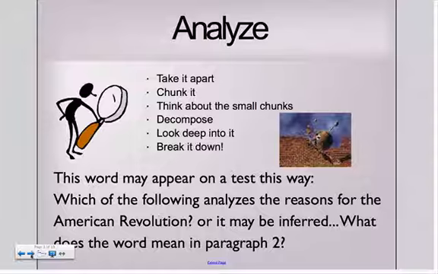Or it can actually just be inferred, meaning it's actually not saying it, but it means it. Like, what does the word mean in paragraph 2? The word mean means you're analyzing what the word is talking about. Again, pause the video and write down these notes about analyze.